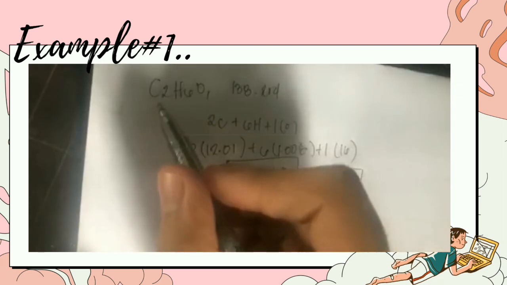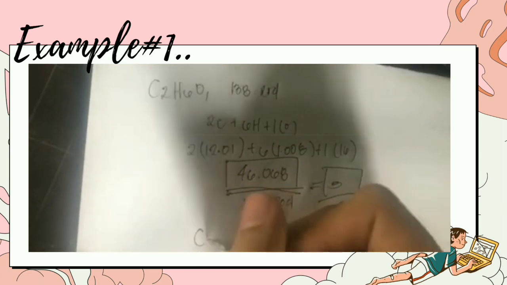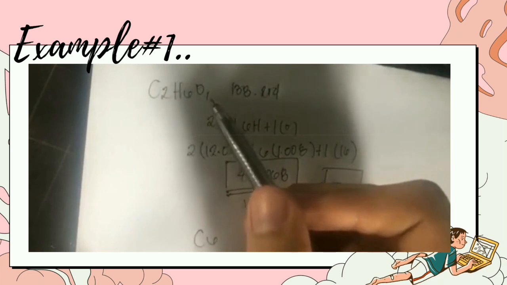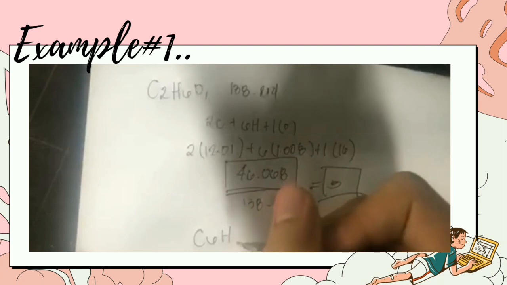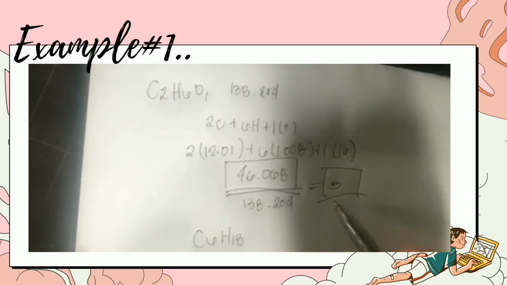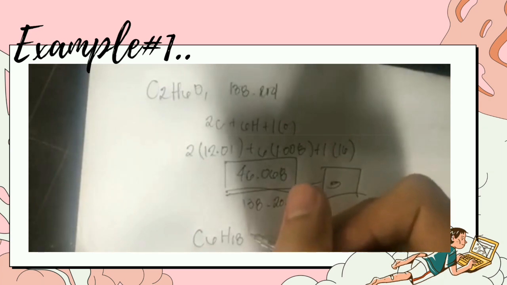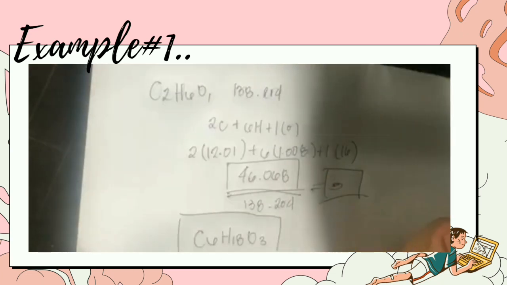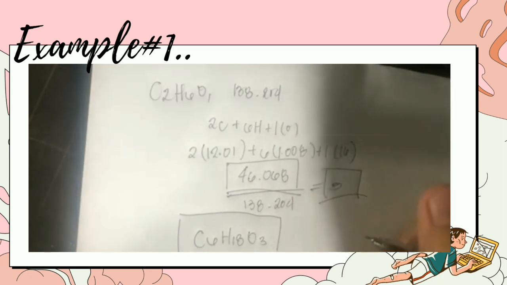3 times carbon 2 equals C6, or carbon 6. 3 times 6 hydrogen equals hydrogen 18. And lastly, 3 times oxygen 1 equals oxygen 3. So now this is the molecular formula. The molar mass of the compound is 138.204.